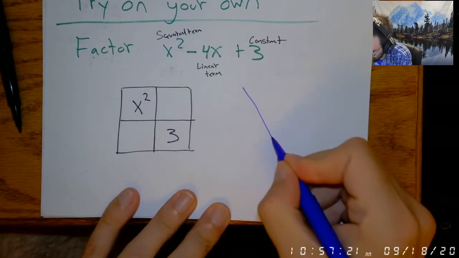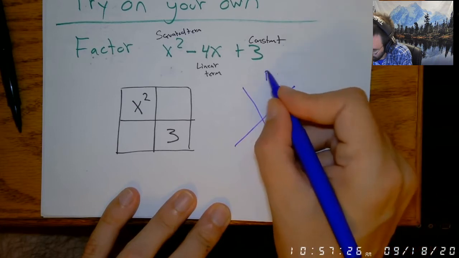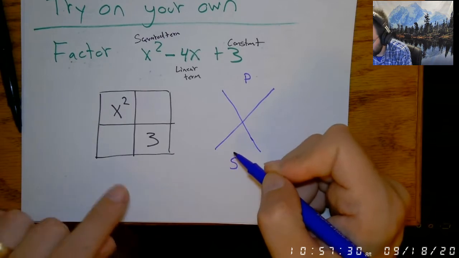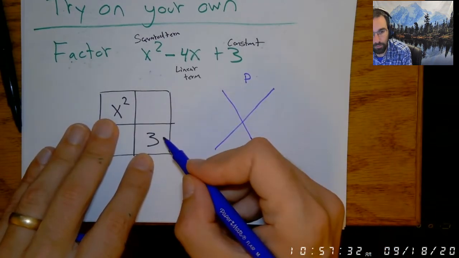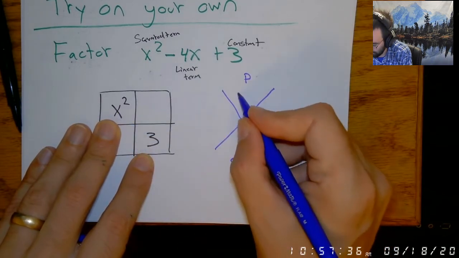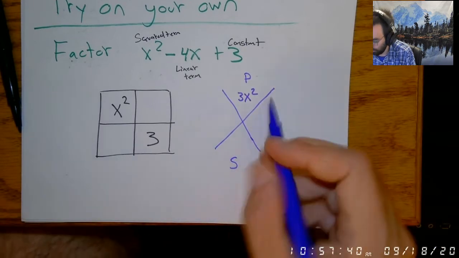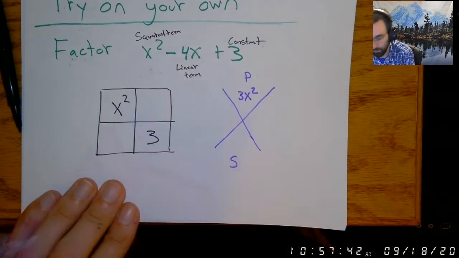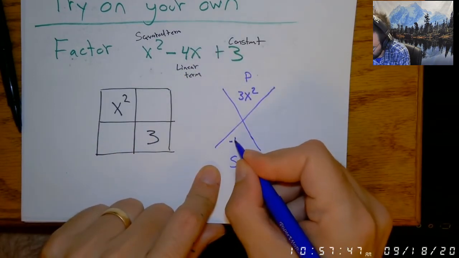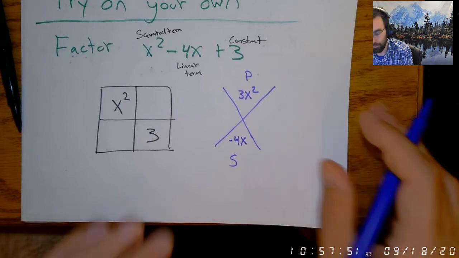Then we're going to play a mini game, right? And the mini game is probably the hardest part. Okay? So I'm going to have my product and my sum. So to get my product, I'm going to multiply these two. So I'm going to have 3x squared. Okay? So my product is going to be this times this. Then my linear term is going to be negative 4x. Okay, and that's my sum.